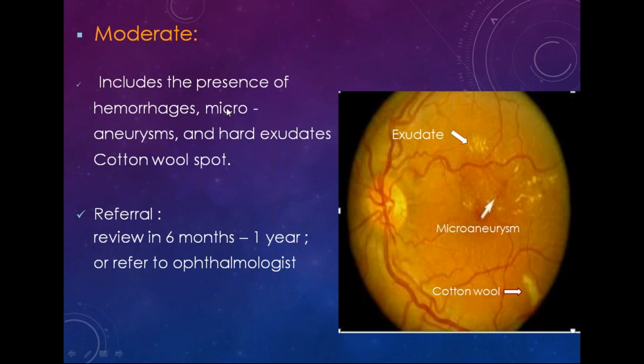Moderate includes signs of hemorrhages, microaneurysms, hard exudates and cotton wool spots. This is a microaneurysm. This is the hemorrhage. These are the hard exudates. This is a cotton wool spot. If all these are present, it is called moderate diabetic retinopathy. You have to review this patient every 6 months to 1 year. The patient has moderate diabetic retinopathy.